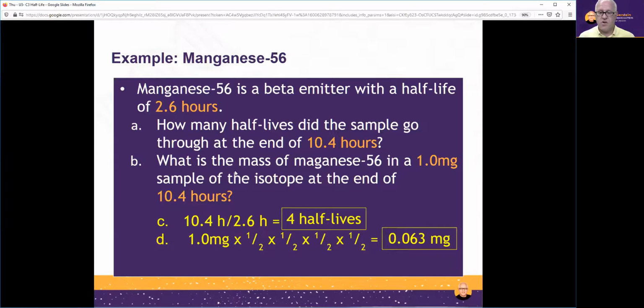Question B here is, what is the mass of manganese in a 1 milligram sample of the isotope at the end of 10.4 hours? Well, this is pretty easy math to do. You take 1 times 1/2, or 1 times 0.5, take that result times 0.5, that result times 0.5, and that result times 0.5, and you end up with 0.063 milligrams. You end up with a very, very small amount. It's gone through 4 half-lives.